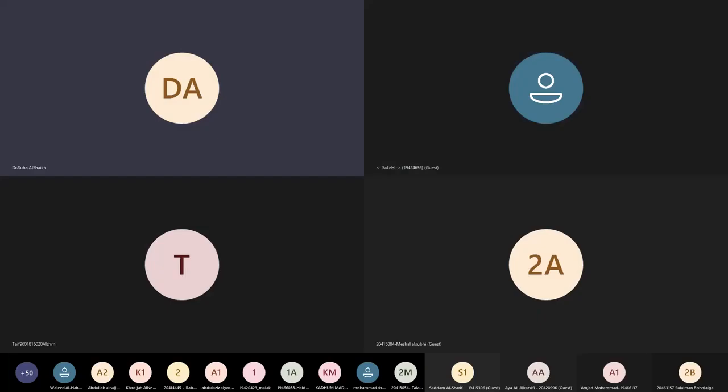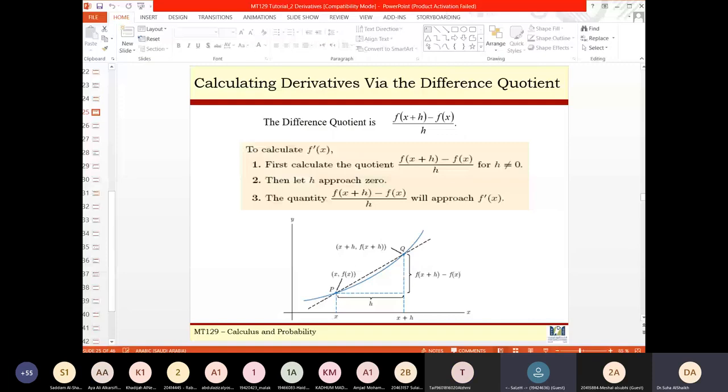So let's continue what we were doing last time. We were in tutorial 2, and I stopped here as I remember. We were talking about the derivative, which is differentiation, which is the rate of change, which is the slope of a line. Do you remember that?